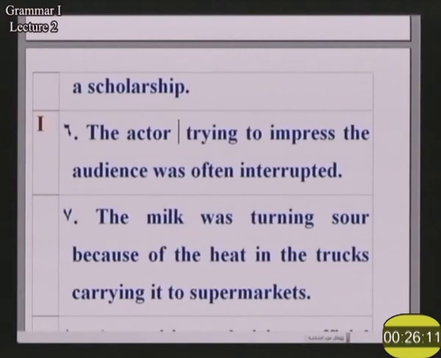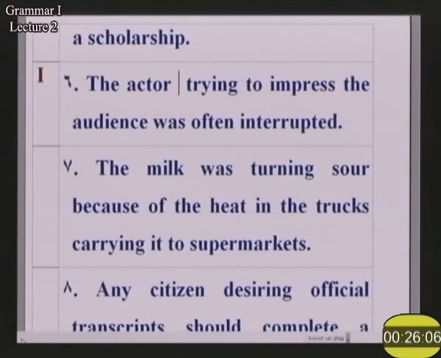The milk was turning sour, يعني اللبن بيحمض بيروب, because of the heat in the trucks carrying it to the supermarkets. أنا عندي هنا كم فعل؟ يعني ما عنديش هنا أي فعل بعد كده. يبقى the milk was turning sour. يبقى هي دي الفعل. The milk subject, was turning sour is the verb. يبقى this sentence is correct.